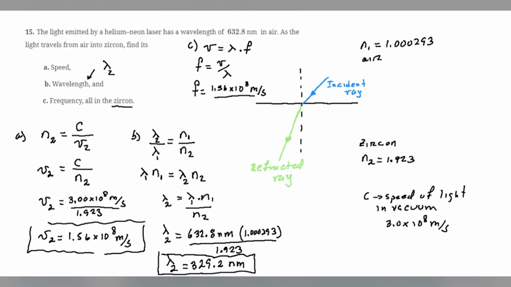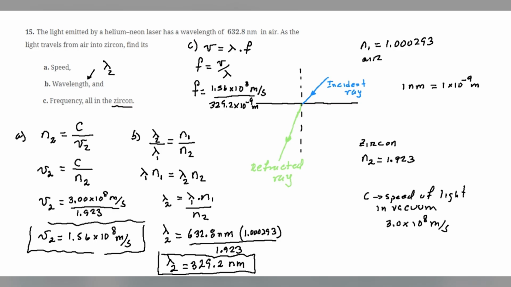But I will convert the nanometers into meters. So remember that 1 nanometer is the same as 1 times 10 to the negative 9 meters. So basically, you have to multiply the wavelength in nanometers by 10 to the negative 9. So we say that this is 329.2 times 10 to the negative 9 meters.